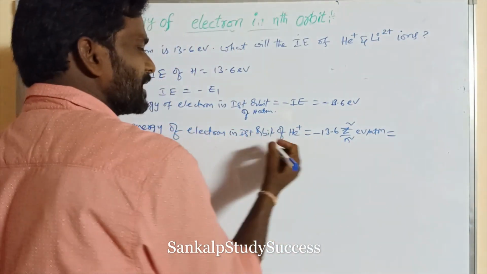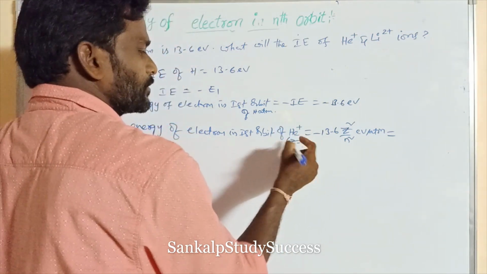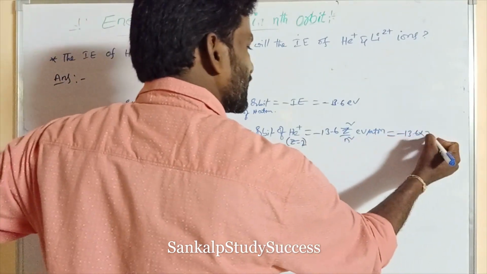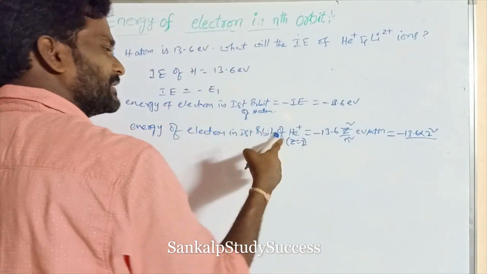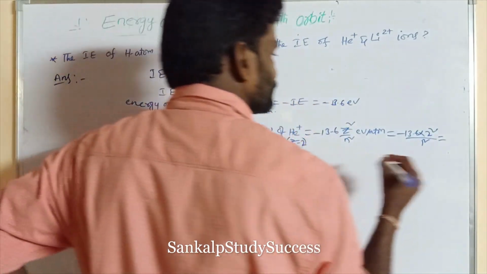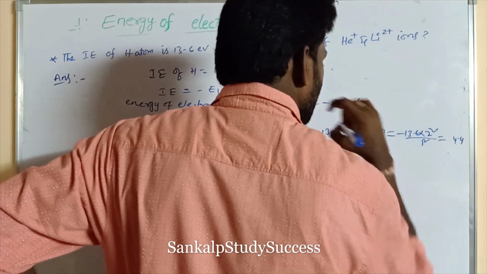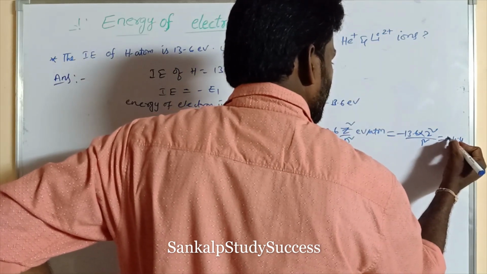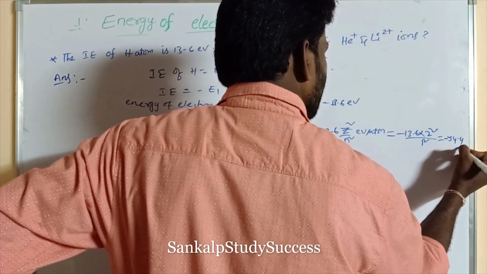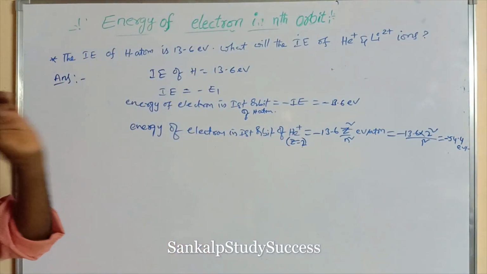Here, what is the atomic number of helium? Z is equal to 2. So it is minus 13.6 into 2 square by n square, and for the first orbit we take 1 square. So 13.6 into 4 is 54.4, giving minus 54.4 electron volt per atom. This is the energy of electron in the first orbit of He plus.